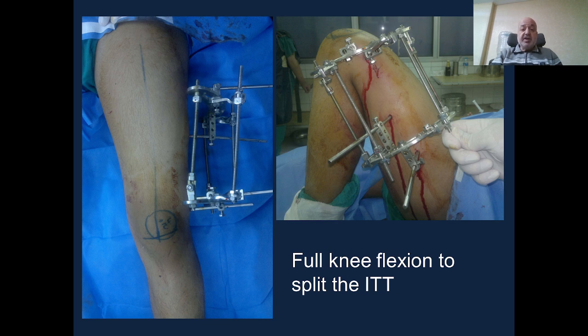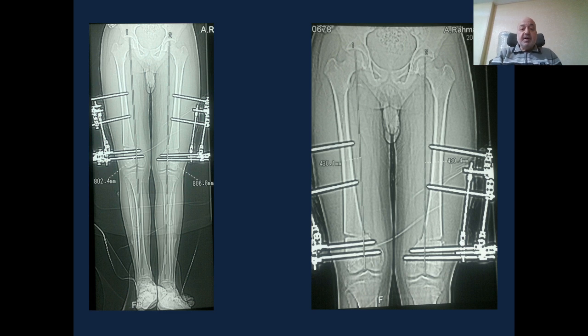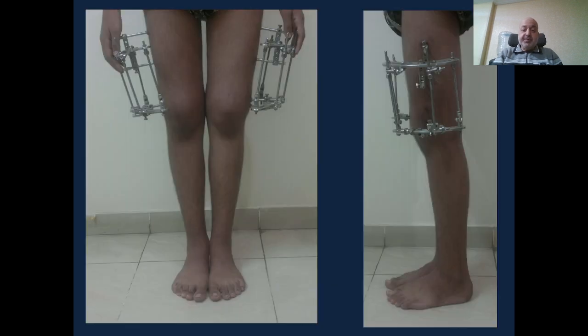After completion of the procedure, we do full knee flexion to split the iliotibial tract by the pins, to avoid post-operative stiffness of the knee. Follow-up scanogram ensures that the desired correction is achieved. However, if fine-tuning is needed in case of over or under correction, we can use the distractors to fine-tune the deformity correction.